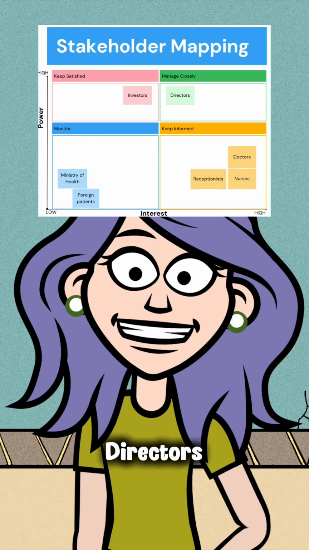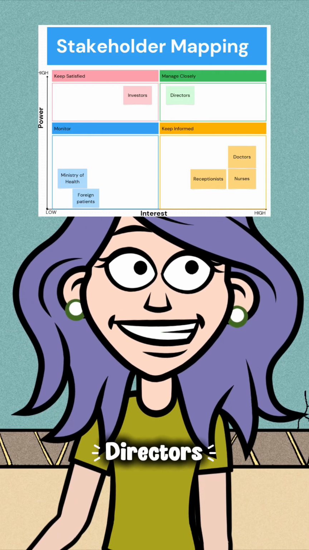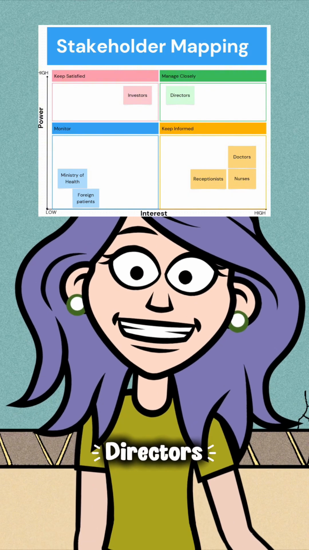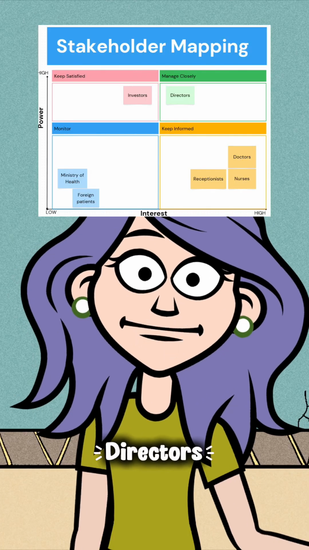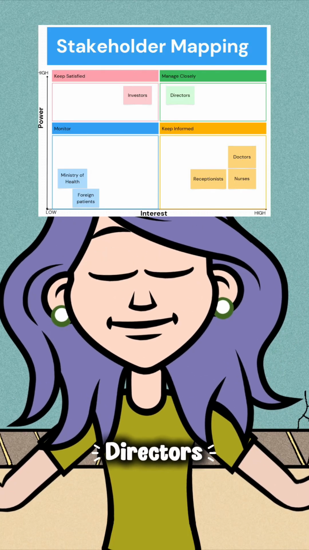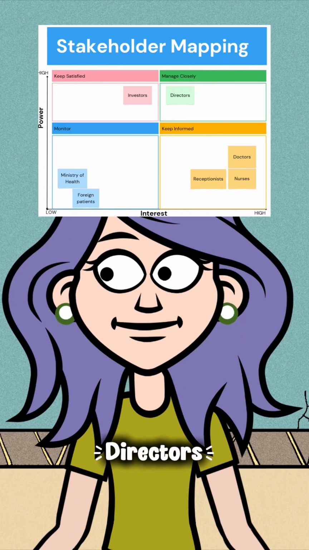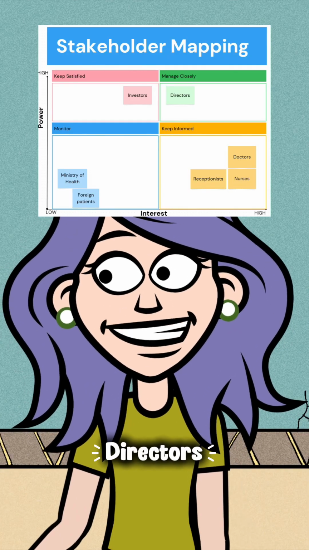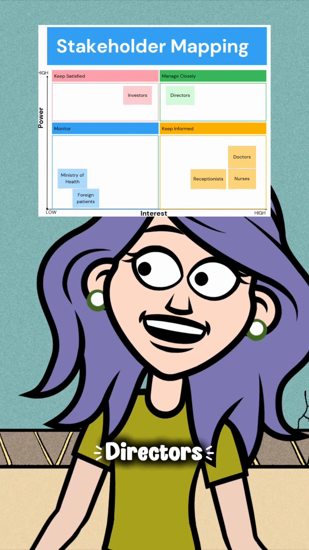Directors are located in the manage closely quadrant because they have both high power and high interest. Their high power comes from their authority to make strategic and operational decisions within the hospital. Their high interest is due to their direct responsibility for institutional performance, patient safety, and compliance.